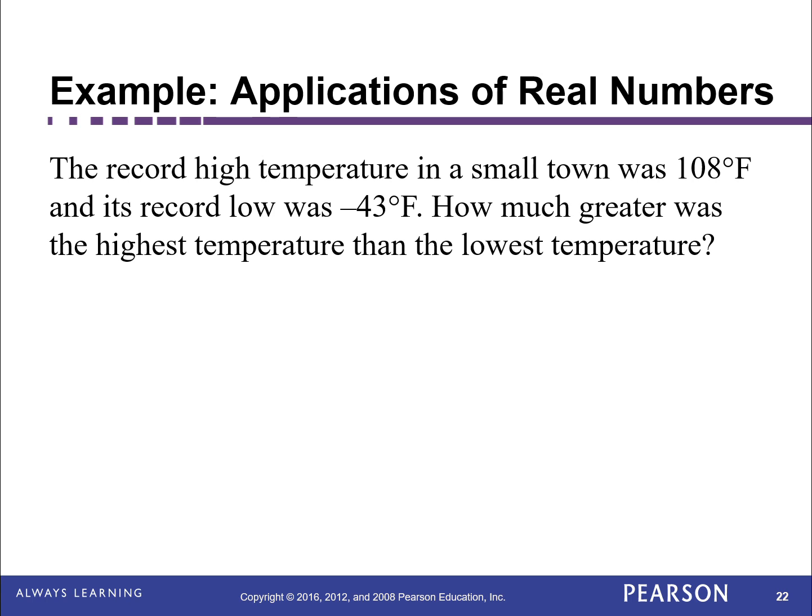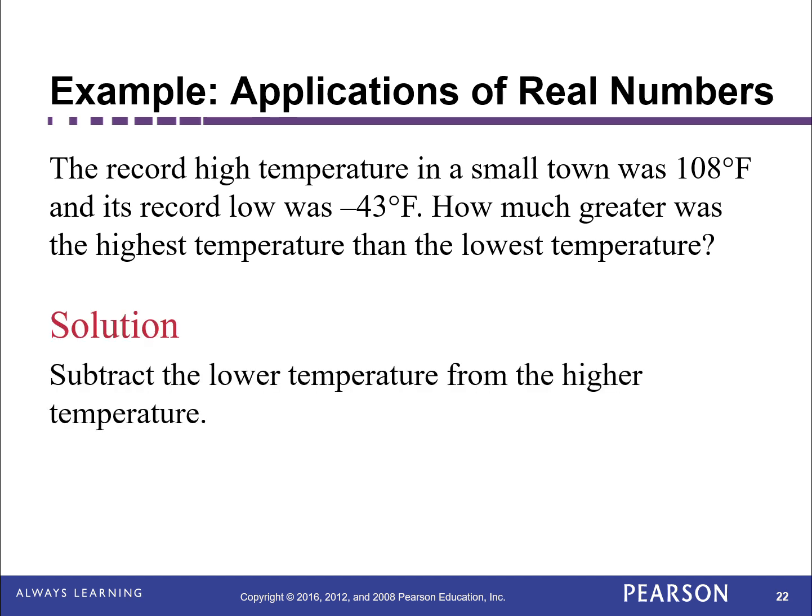Now, let's check an example here with the applications of real numbers. The record high temperature in a small town was 108 degrees Fahrenheit, and its record low temperature was negative 43 degrees Fahrenheit. How much greater was the highest temperature than the lowest temperature? What we're going to want to do here is subtract the lower temperature from the higher temperature. So our expression would look like 108 minus negative 43.